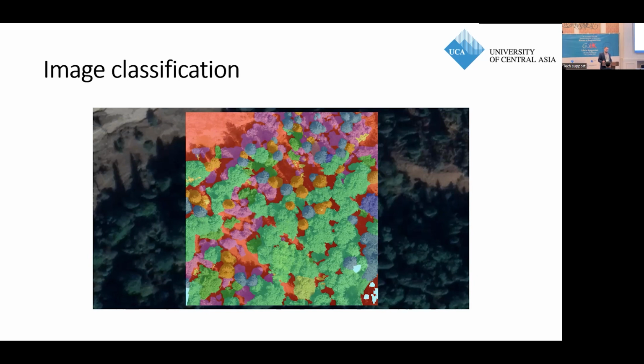Then we have our allometric data of tree diameter at breast height, with which we can also calculate the carbon stock in the area. And with this data, we can calculate all the different information and use it for tree monitoring, precise forest management, and all these different sorts of things.